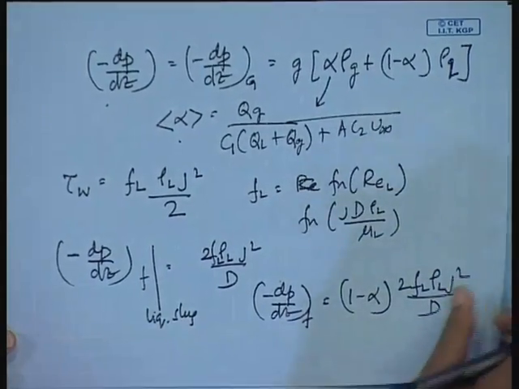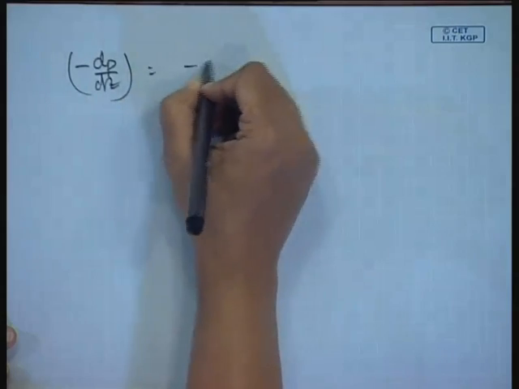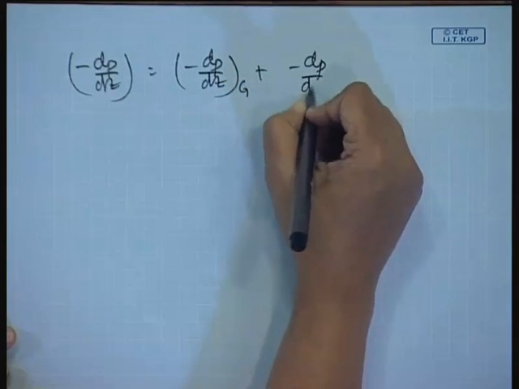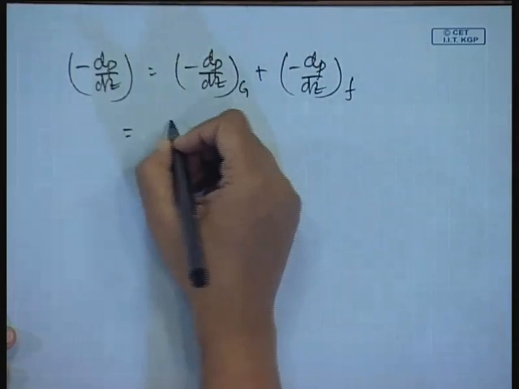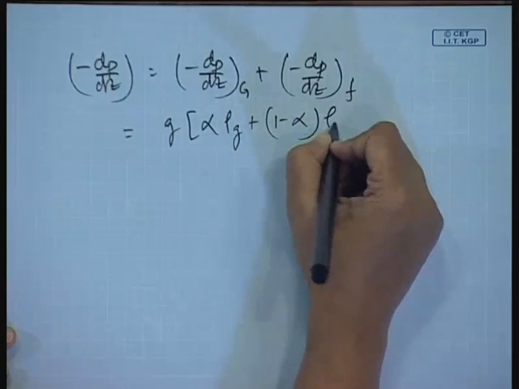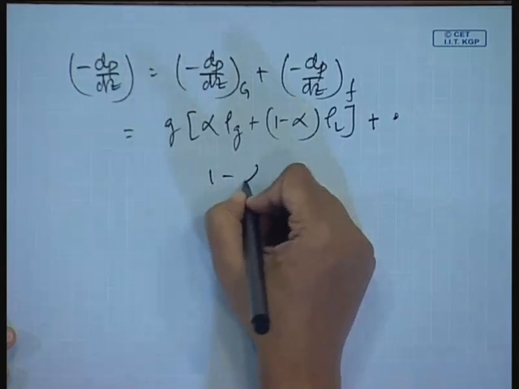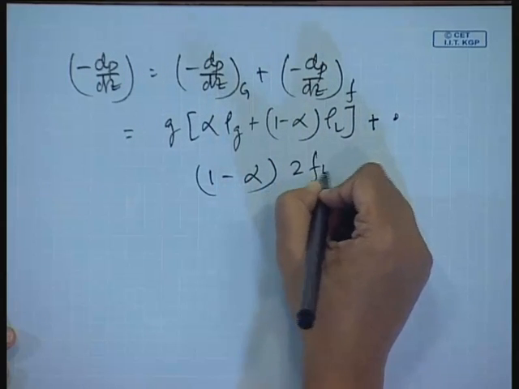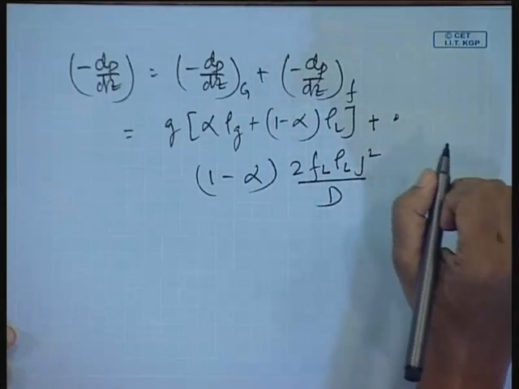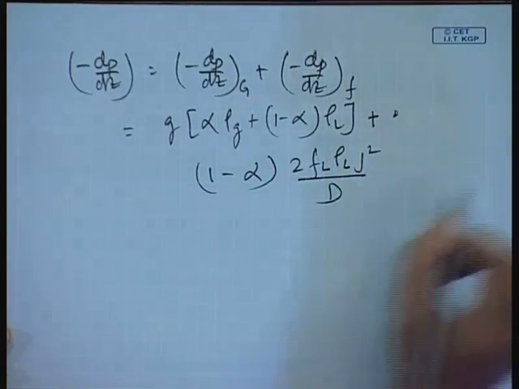The total pressure gradient becomes minus dP/dz, equal to minus dP/dz gravitational plus minus dP/dz frictional, which is nothing but g into [alpha rho_g plus 1 minus alpha rho_L] plus 1 minus alpha into 2 f_L rho_L j squared by d. Can I write it in this particular form or not? Yes or no? Agreed? Now, let us see if we can do something else.